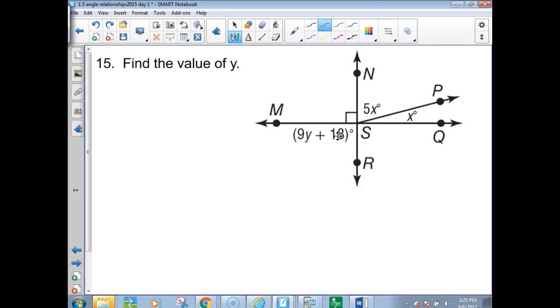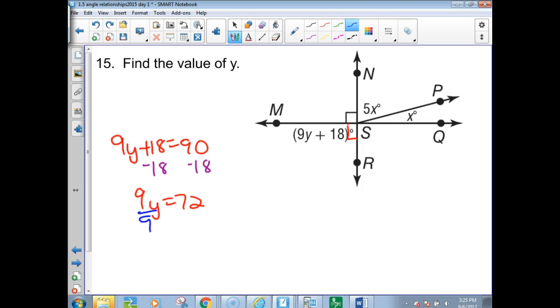Find the value of y. This is also 90 degrees here. So 9y plus 18 equals 90. And we just have a simple algebra equation to solve then. Subtract 18. You get 9y is equal to 72. Divide by 9. And we get 8.